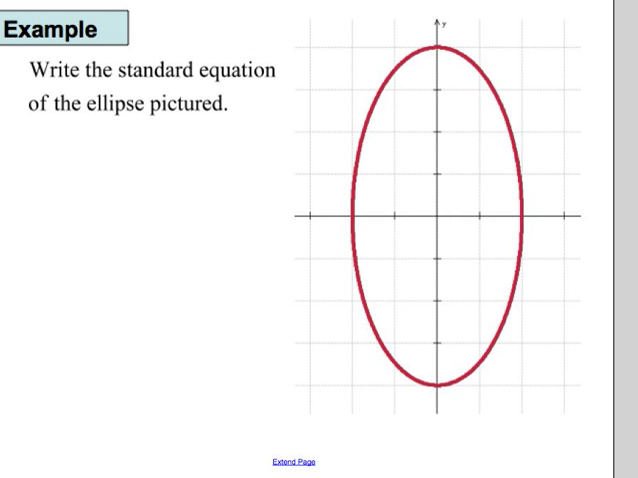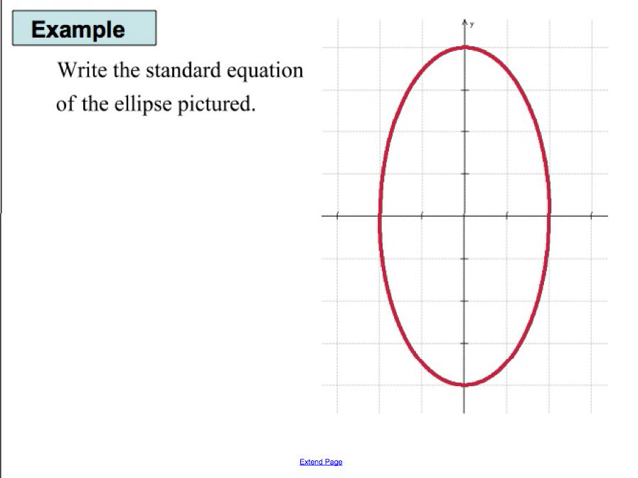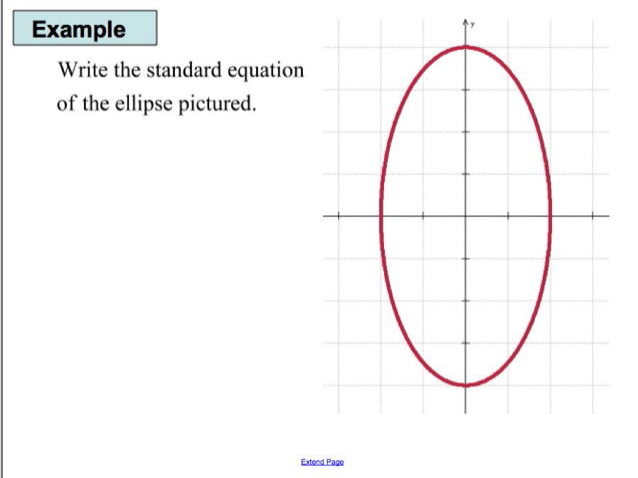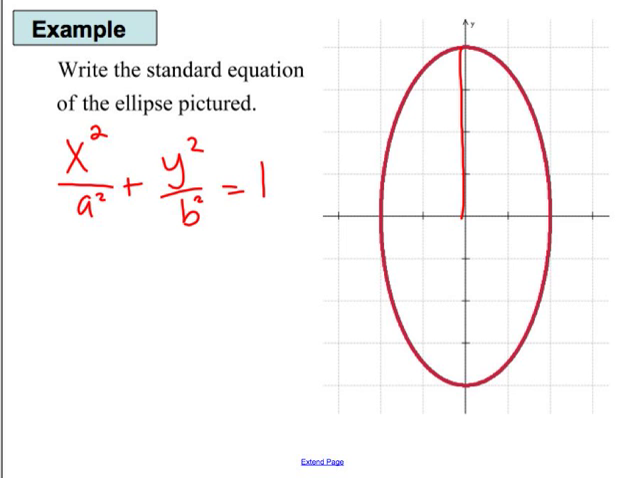So our next example is looking at the standard equation of the ellipse pictured here. So we know our standard equation is x squared over a squared, y squared over b squared equals 1. So I need to figure out what the a and the b values are. In this case, it looks like my major axis is in the y direction, and it has a distance of 4. So that means the value under my y squared is going to be 4 squared, or 16.